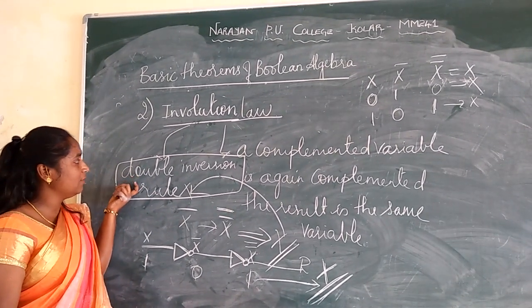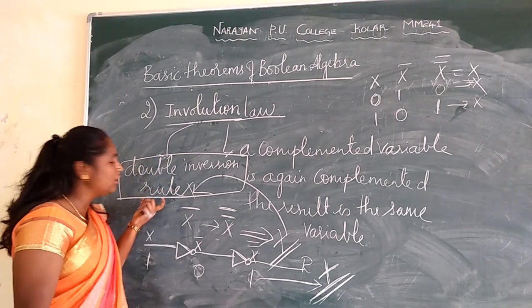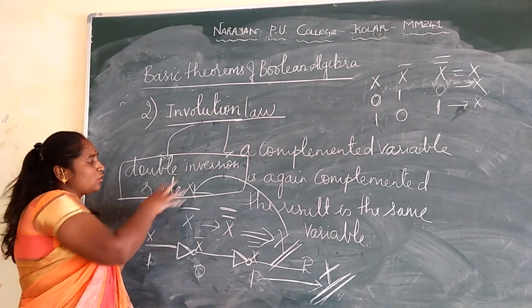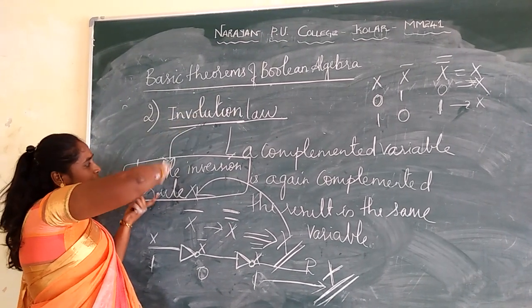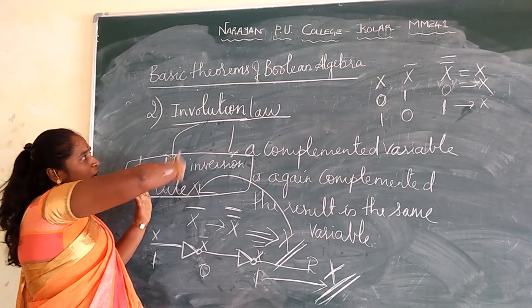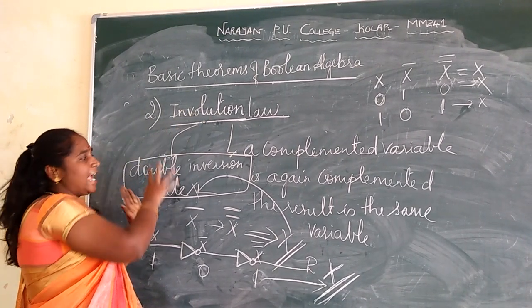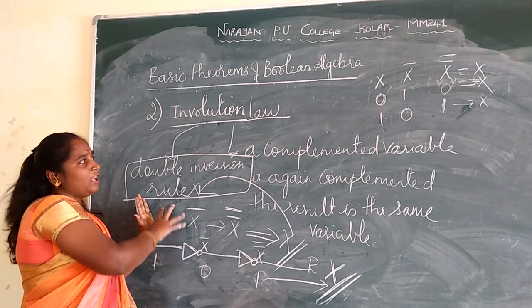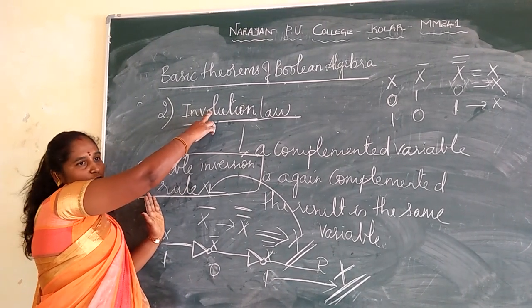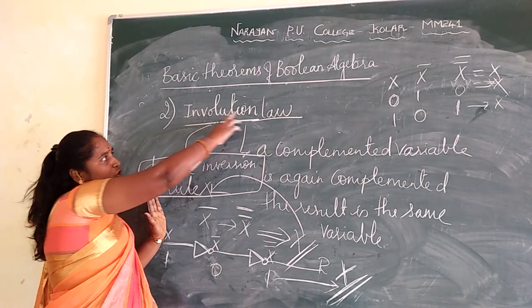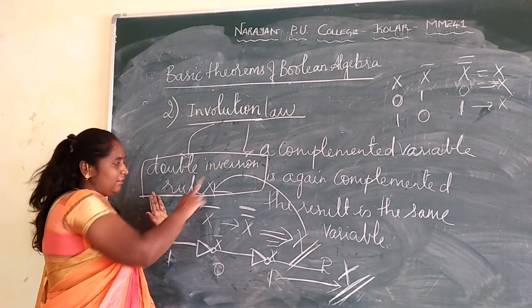The involution law is also called the double inversion rule. They can ask a question: the involution law is the same as the double inversion rule. If they ask you to explain the double inversion rule, you can go and explain the involution law. One and the same. The involution law is also called the double inversion rule.